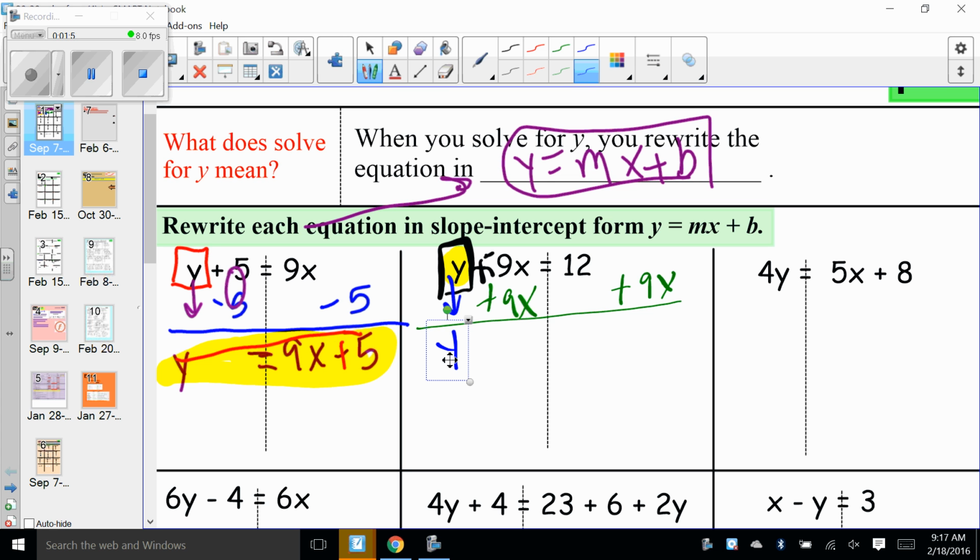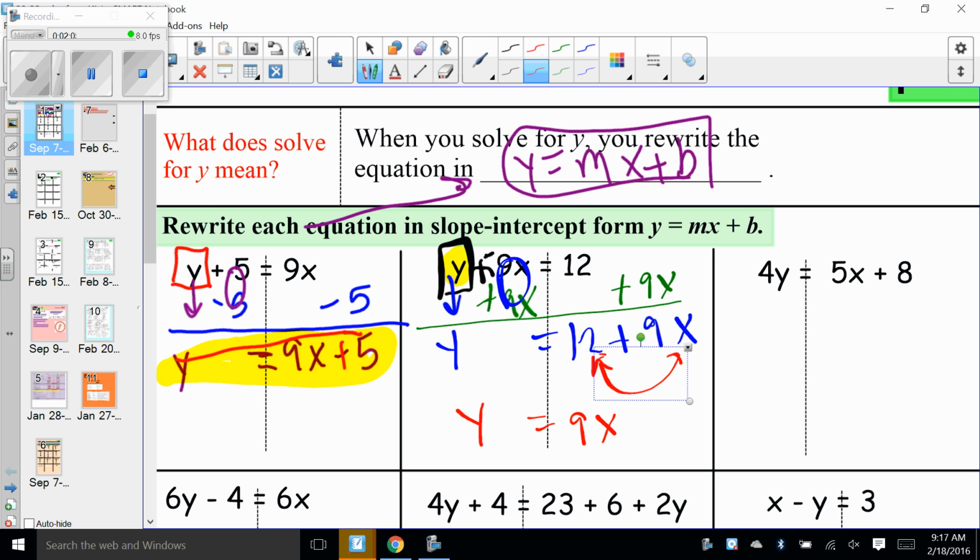On the left, we have negative 9x plus 9x is 0. And on the right-hand side, we have 12 plus 9x. So we have y equals mx plus b. Now, it might not look like that, but because of the commutative property, we could flip these two things around, which is y equals 9x plus 12. Now, for sure, we have y equals mx plus b.